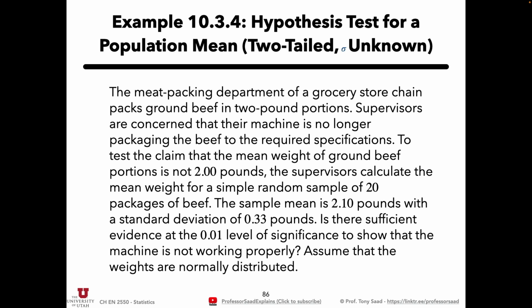So test the claim that the weight of ground beef portions is not 2 pounds. The supervisors calculate the mean weight of a simple random sample of 20 packages of beef. The sample mean is 2.1 pounds with a sample standard deviation of 0.33. Is there sufficient evidence at the 0.01 level of significance to show that the machine is not working properly? So this is definitely a two-tailed test. We assume that the weights are normally distributed because we only have a sample of 20 packages.